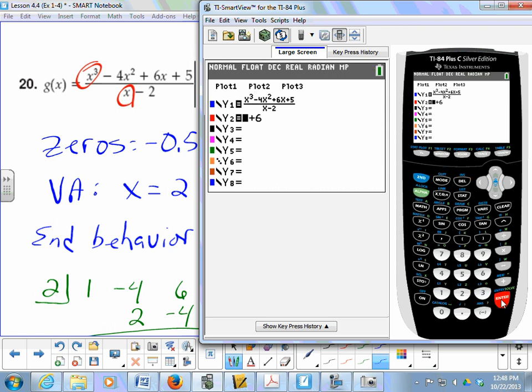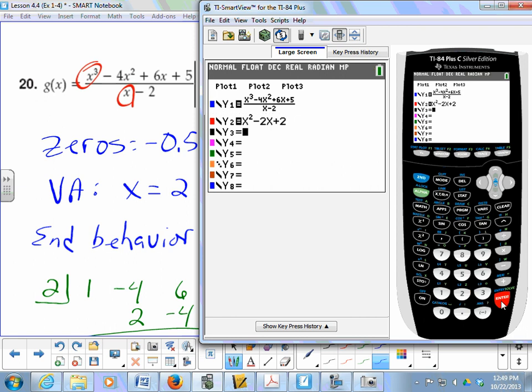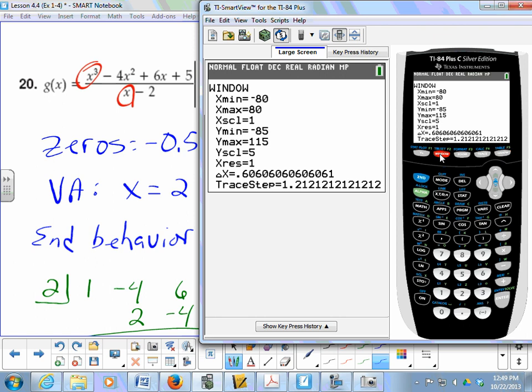All right, and then for my other graph in y2, I'm going to put x squared minus 2x plus 2. And I can even use that nasty window I didn't like in the last one. And here's my function. And here comes my asymptote eventually. Oh, that's even too big. So let's go negative 20 to 20. Should work.